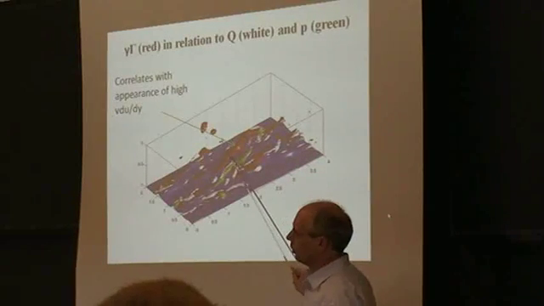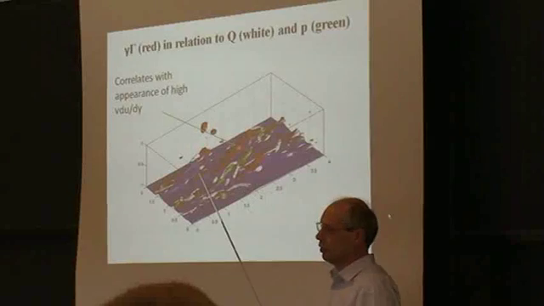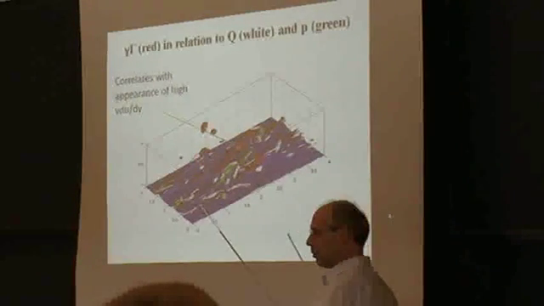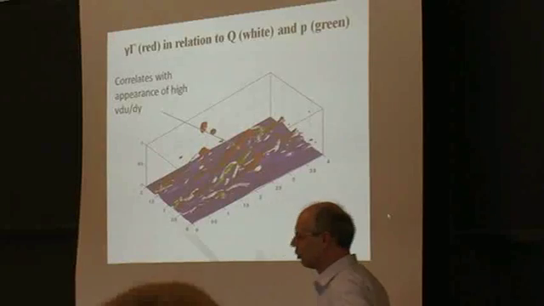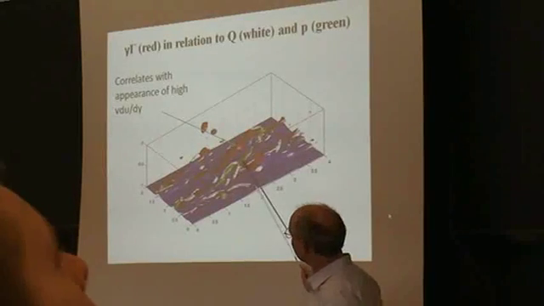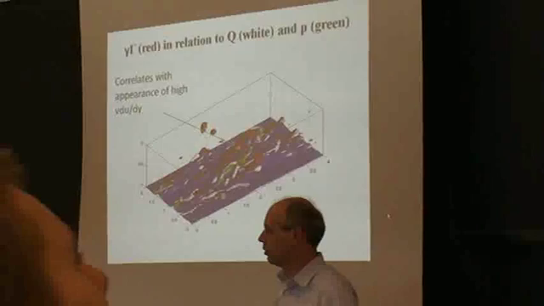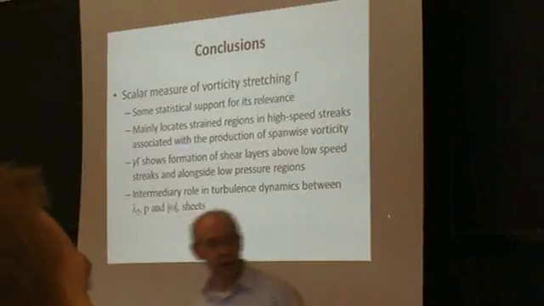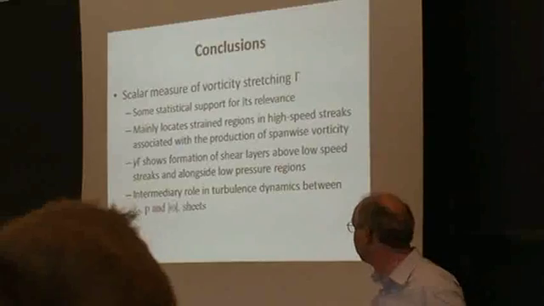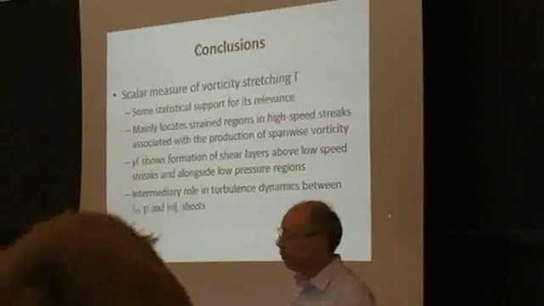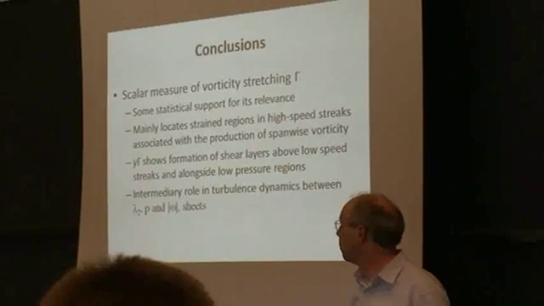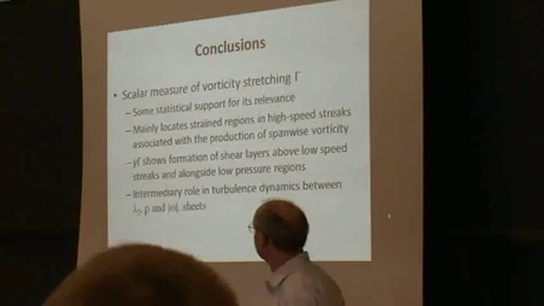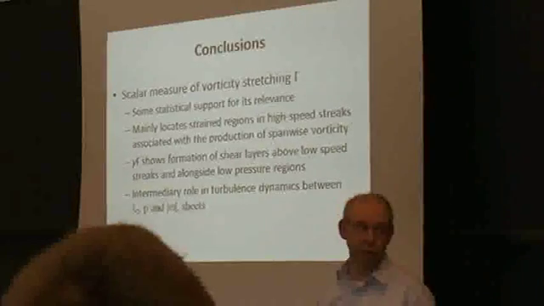So we're not measuring vortices, we're not measuring vortex sheets that are created by vortices, we're measuring somehow the dynamics that causes the vortex to generate a vortex sheet. So it's where something is happening in the turbulent flow. So I shall conclude. We've looked at this scalar measure of vorticity stretching. Some statistical support that this is something interesting to look at in the channel flow.